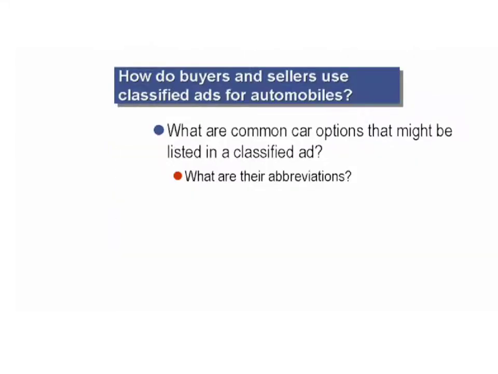Here's what you can keep in the front of your mind as we go through this unit. What are the common car options that you have to have and that you want to look at? And what are their abbreviations? So, for instance, if you need intermittent wipers because you live in Oregon, as many of us do, that would be a good option to look for.